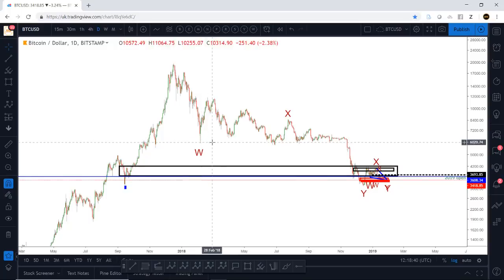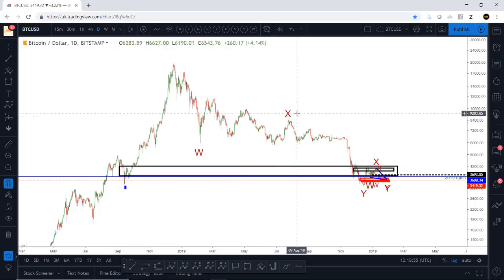Followed by that we had an X wave, and for my X wave it looks to be a descending triangle, which I have broken down in previous videos, so if you want a better explanation on that, just check out those. But this was essentially wave A, B, C, D and E. So this is where our X wave finished.